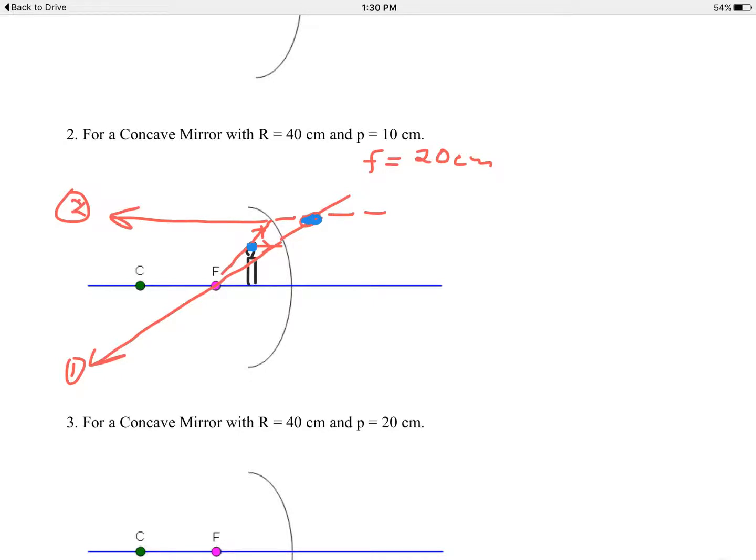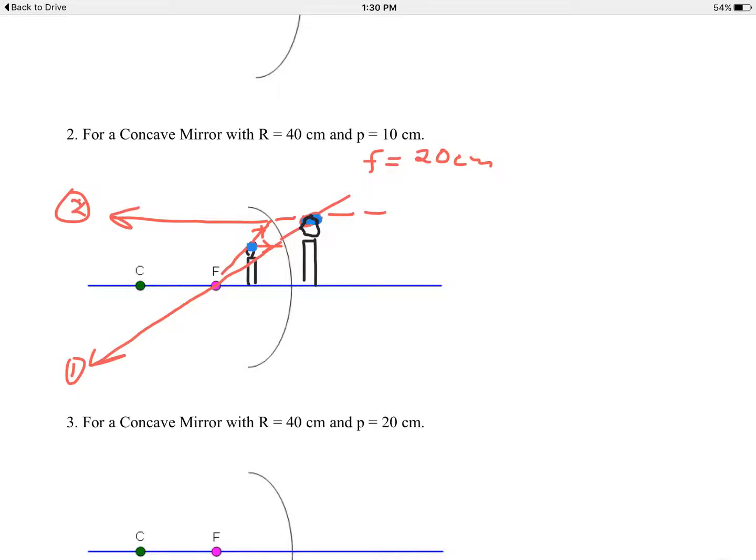Now from this and from experience, the flame will be up here, and the bottom of the candle always will lie on the principal axis, so the candle is going to look something like this. It's kind of like in a flat mirror where you have the image behind the mirror, but in this case it will be enlarged, and it's a virtual image. Virtual images are always upright.